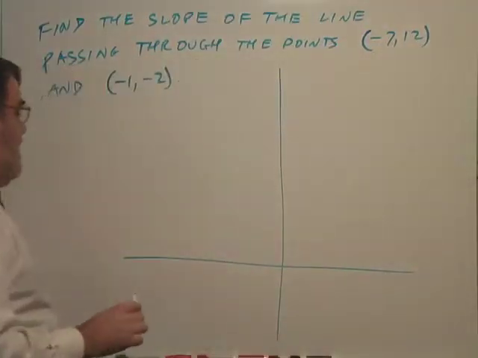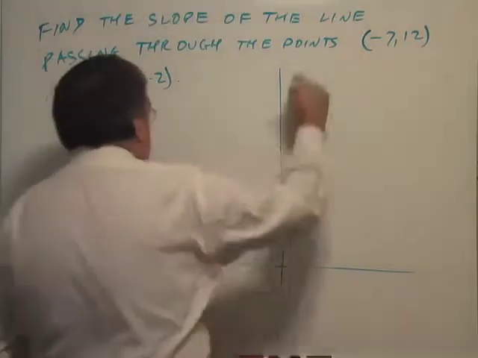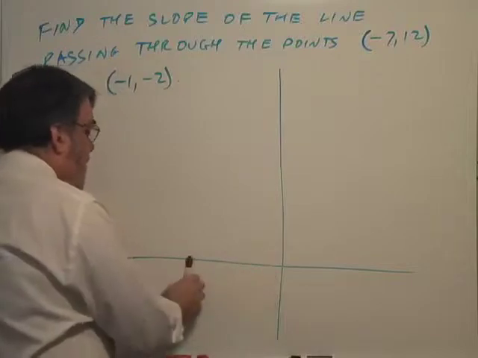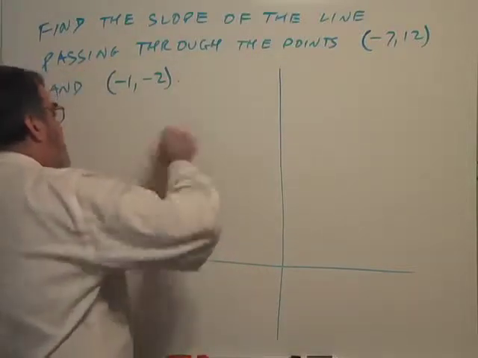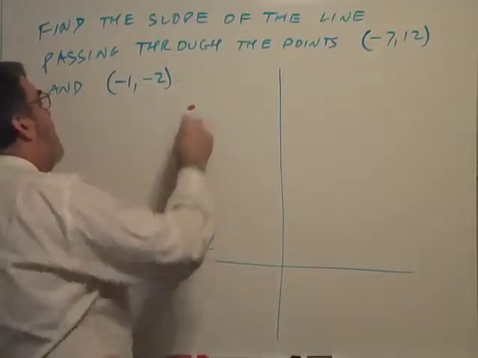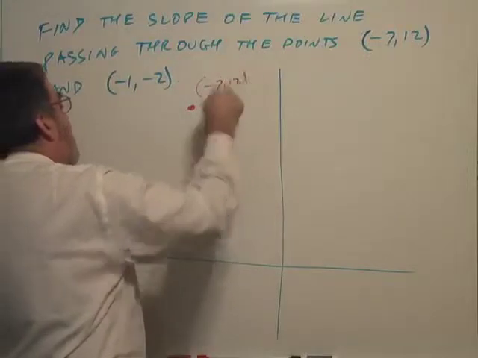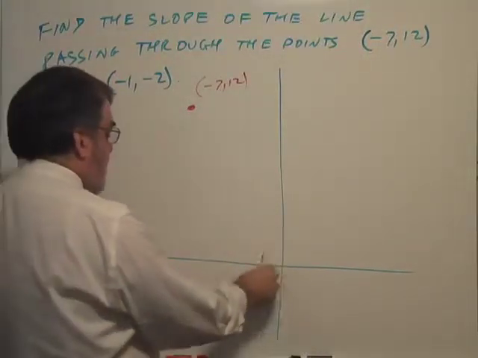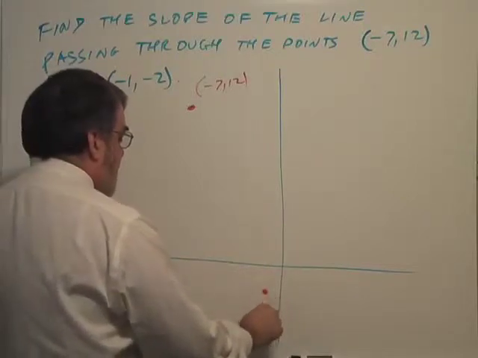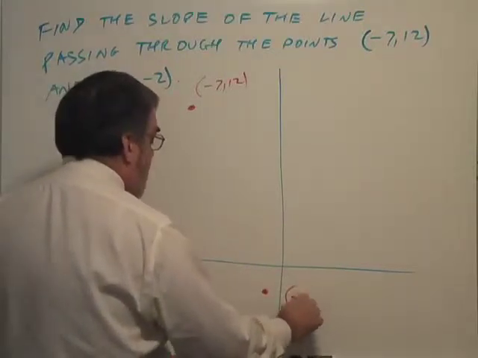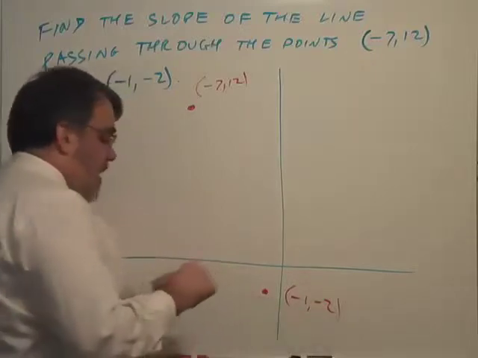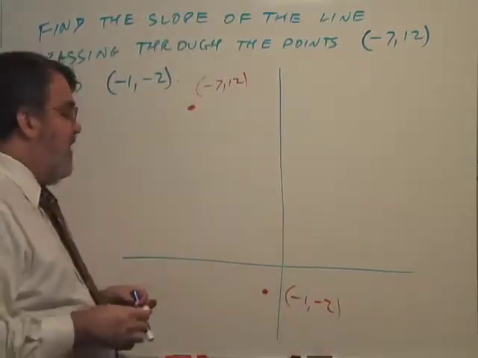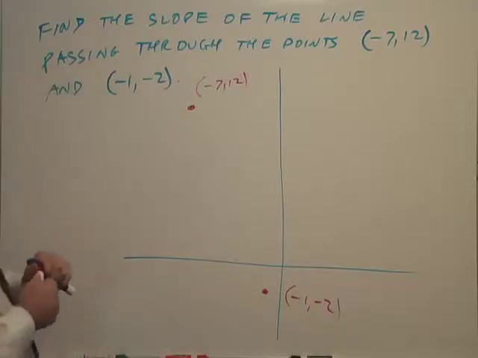Okay, well, the point (-7, 12), I'm just going to estimate where that is. (-7, 12), it's about here, isn't it? Okay, so (-7, 12). And (-1, -2) is about there. All right, well, I didn't need graph paper for this. I didn't need to put a lot of scale marks. Just kind of estimate where they are.